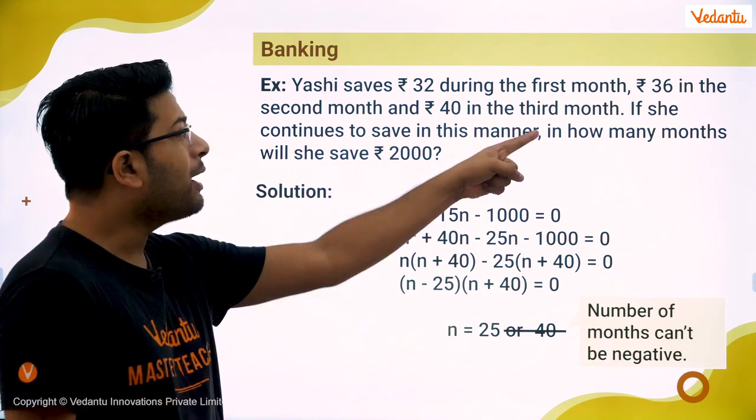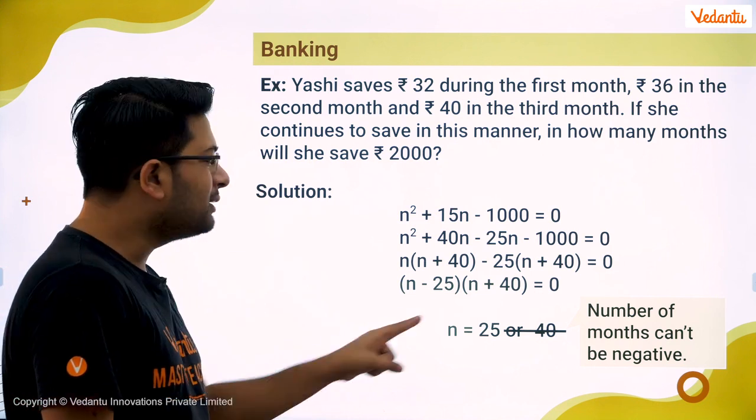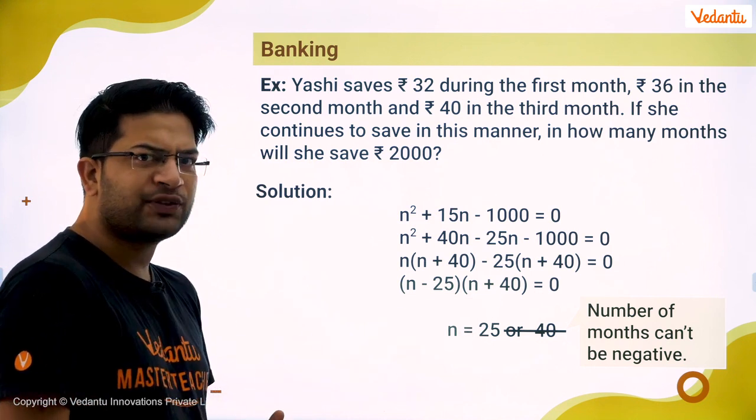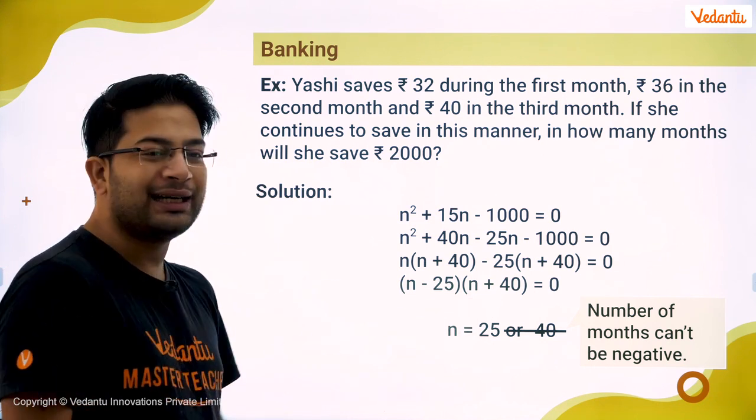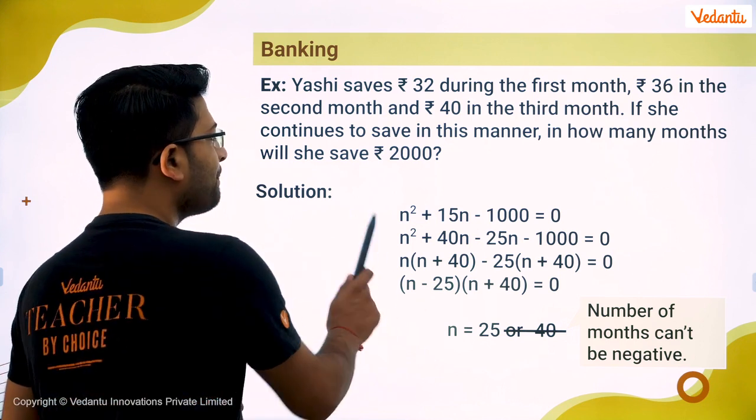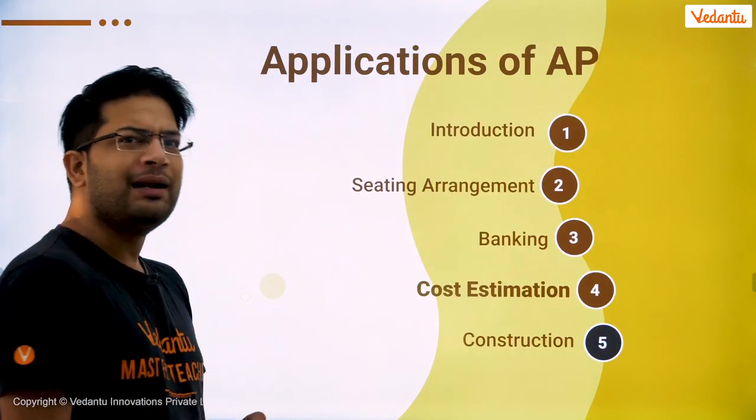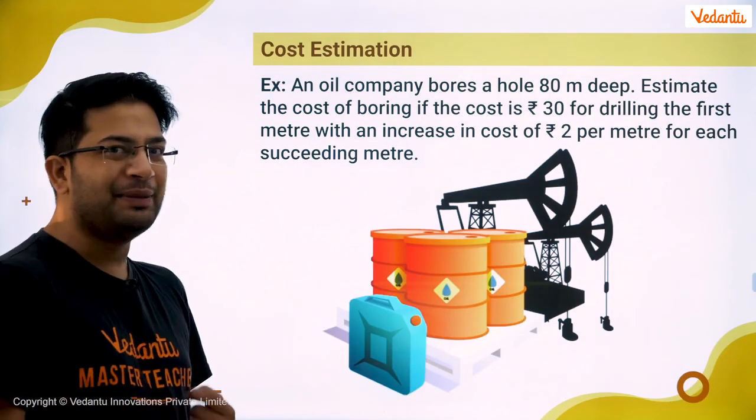But the number of months cannot be negative, cannot be minus 40. That is why the right answer is 25. I hope it is clear. Very good. Now, champ, let's see a question of cost estimation also.